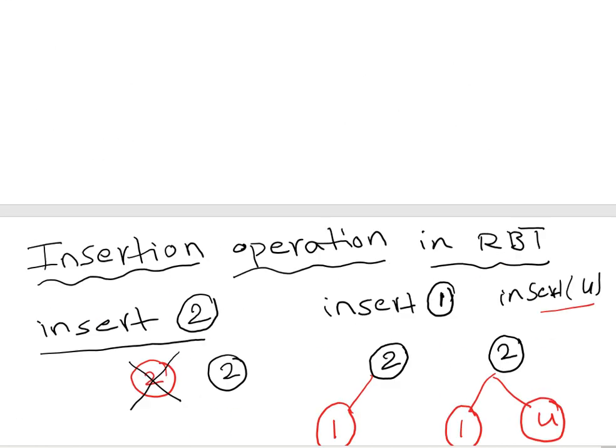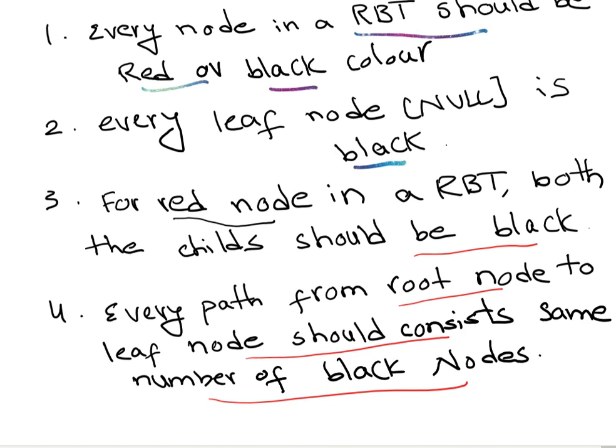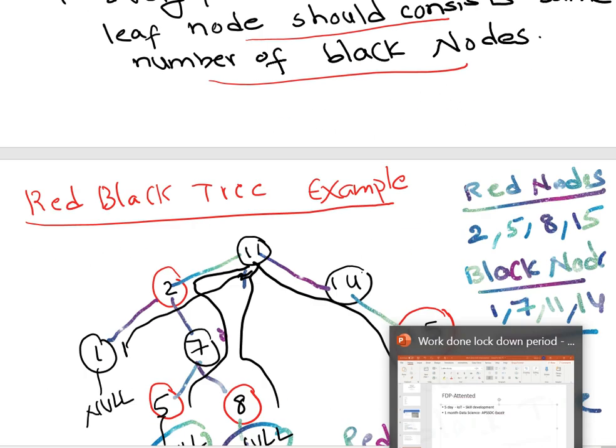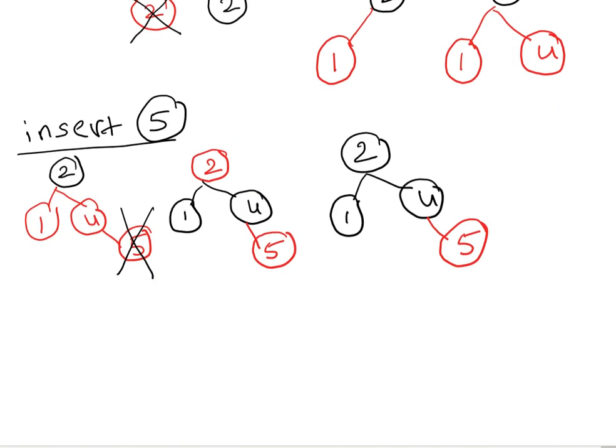After inserting a node, you check the properties, what we said. Every node should be red or black. Every leaf node should be null, and that should be black. For a red node in a red black tree, both the children should be black. Every path should have the same thing. You check it out. For a red node, both the children should be black. This is true, so this can be done.